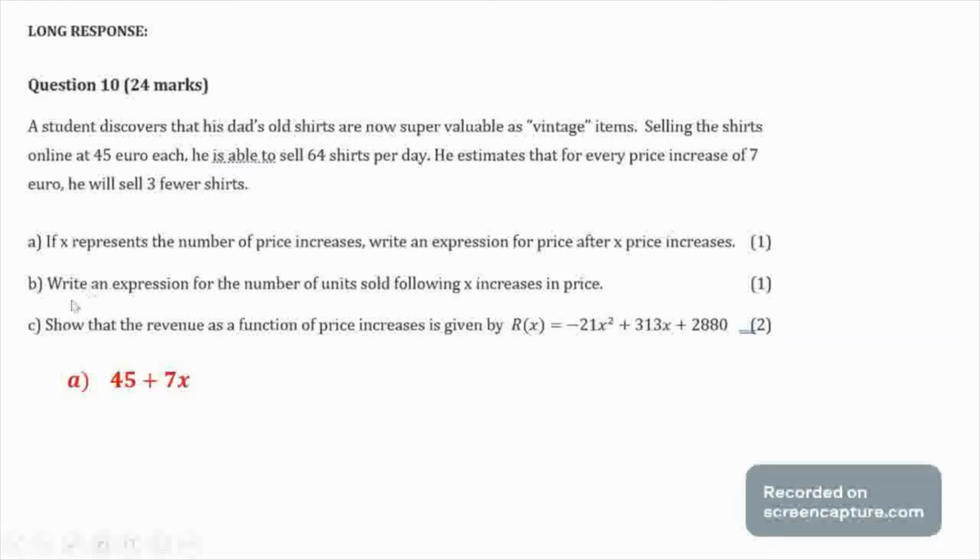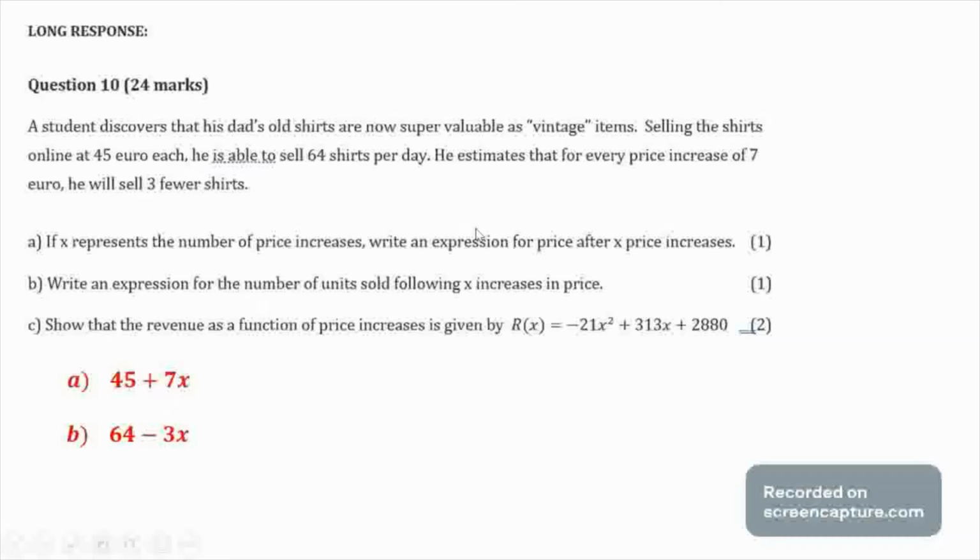Okay, so now do the same thing with an expression for the units sold. And remember, in the beginning, he sells 64, but what happens to his sales when he increases the price? Well, we have this, right? His initial sales are 64 shirts, but then it goes down by 3 for every price increase. So there's those two expressions.